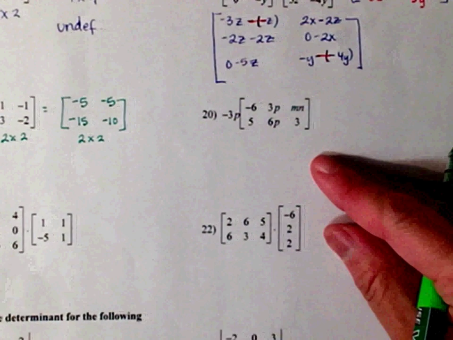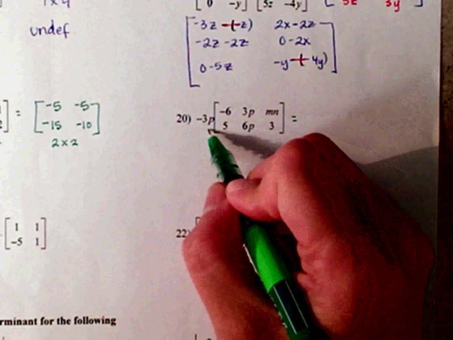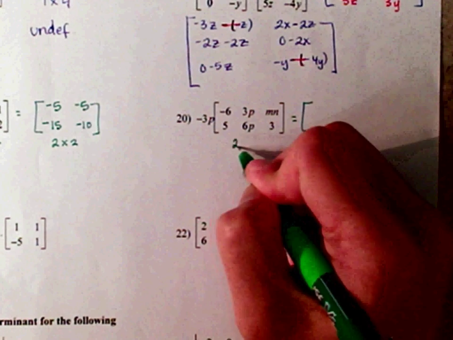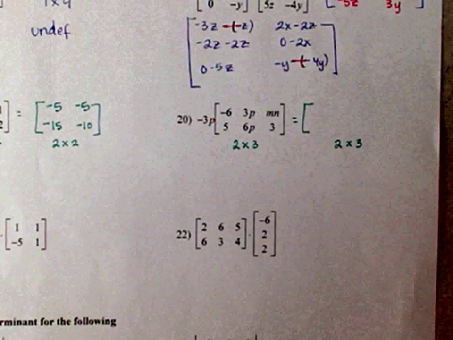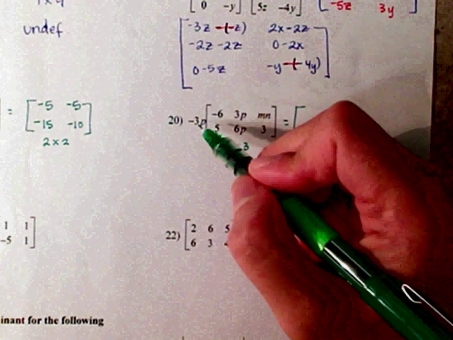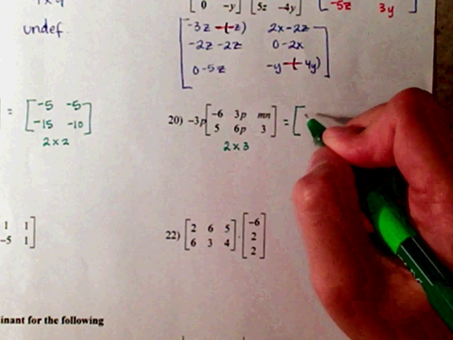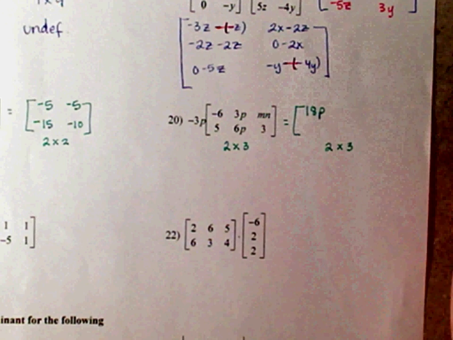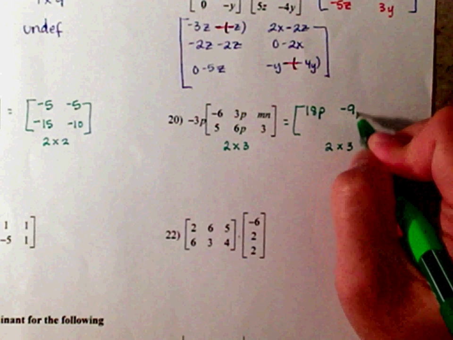Number 20. This time you have a variable. Same thing. This is a scalar. You have a 2 by 3. Your solution will be a 2 by 3. That does not change. Negative 3p times negative 6 is positive 18p. Negative 3p times 3p is negative 9p squared.